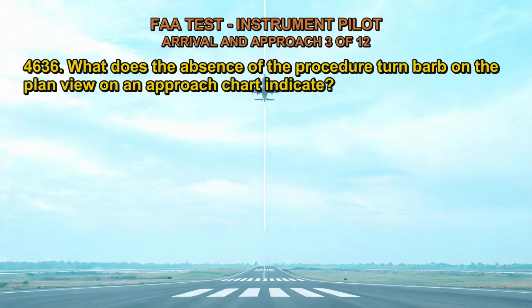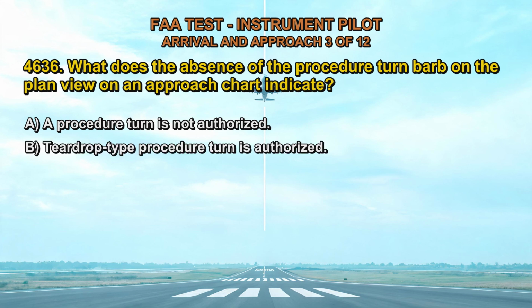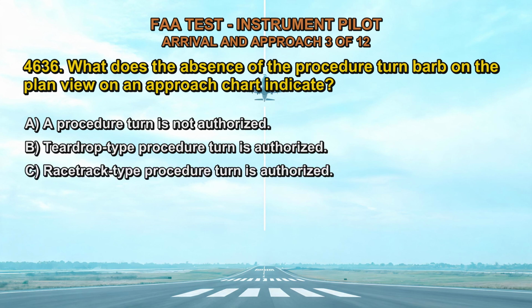4636. What does the absence of the procedure turn barb on the plan view on an approach chart indicate? A. A procedure turn is not authorized. B. Teardrop type procedure turn is authorized. C. Racetrack type procedure turn is authorized. The correct answer is A.